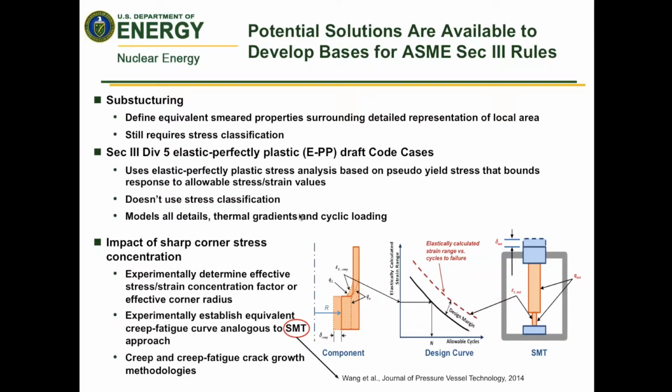Another alternative, or maybe to incorporate into the other ones, is to do experimental approaches to incorporate the effects of sharp corners in the stress concentrations. To look at what effects that these things have in terms of the stress concentration factors, possibly use experimental approaches equivalent to the creep fatigue curves analogous to the SMT specimens, which were developed to look at elastic follow-up.